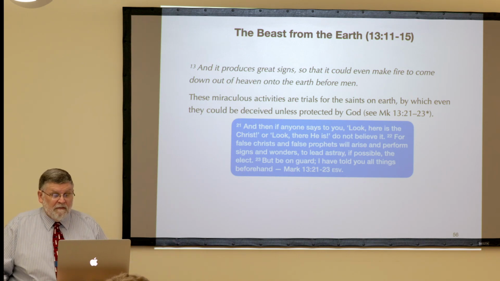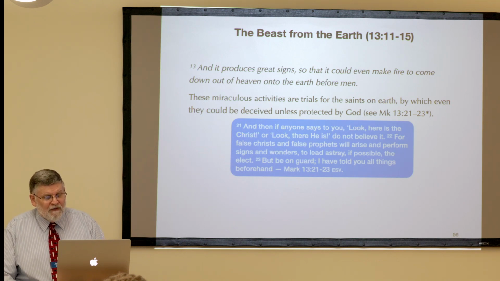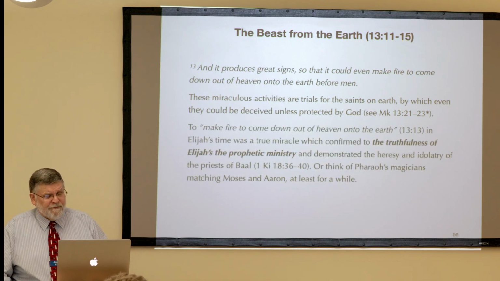They'll be here I am, there I am. Oh, here we go. From Mark 13: And then if anyone says to you, look, here is the Christ, or look, there he is, do not believe it. For false Christs and false prophets will arise and perform signs and wonders to lead astray, if possible, the elect. But beware, I have told you all things beforehand. So Jesus talks about that. You have to watch out. This is what's coming.